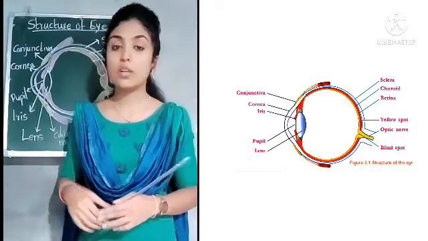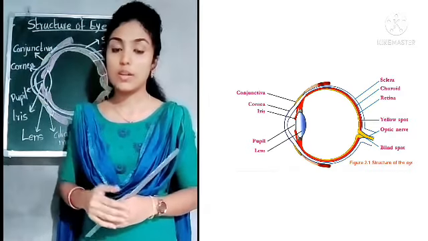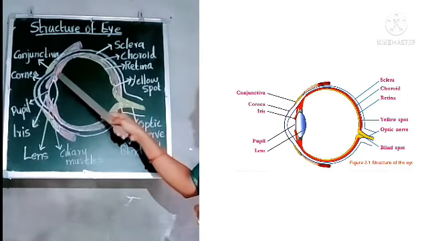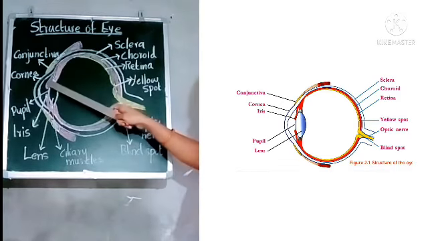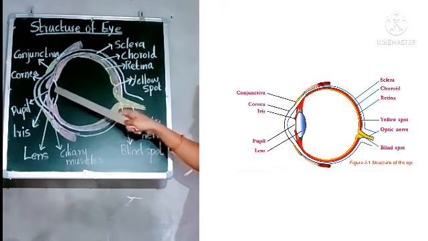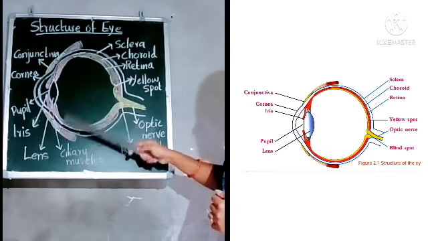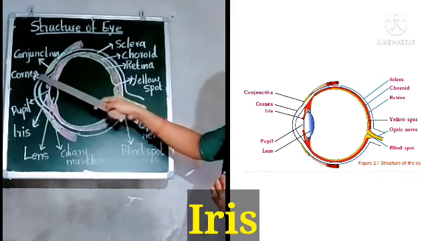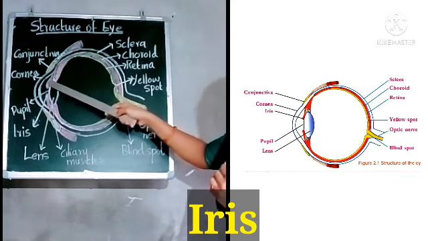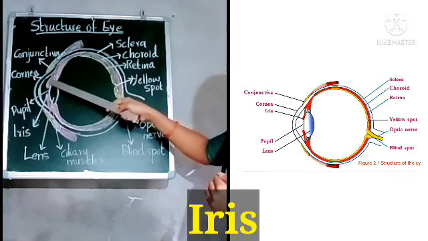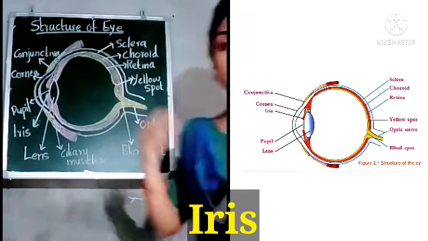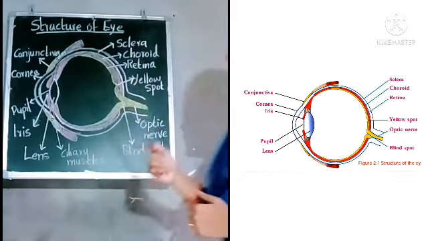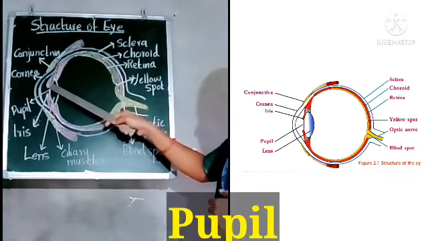Now, let us learn about the parts associated with choroid. Choroid is the middle layer of eye. So, this is choroid, and the parts associated with choroid are iris, then pupil, then lens and ciliary muscles. So, iris is the part of choroid seen behind the cornea, and the presence of a pigment called melanin gives dark color to this iris.